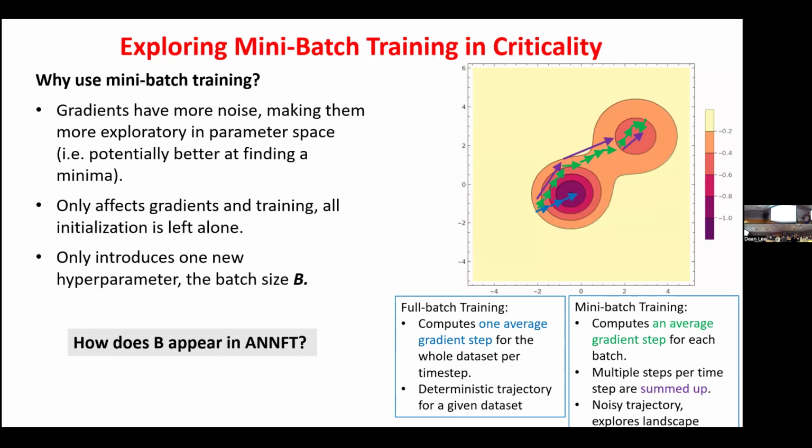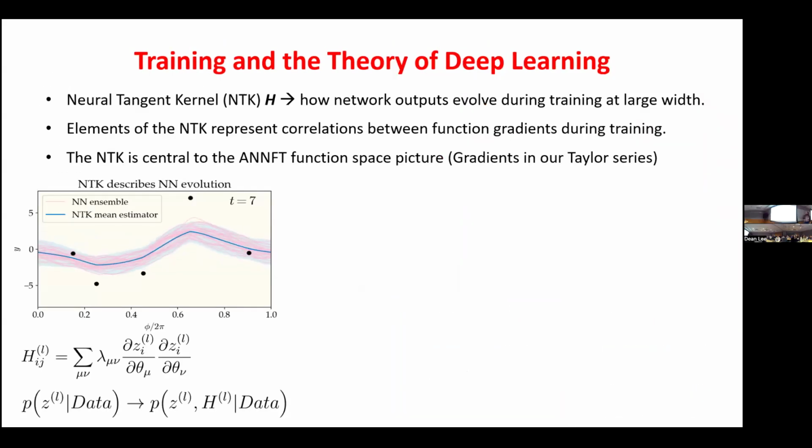The others are it only affects our gradients in training. We can leave our initialization alone and not have to mess with any of the criticality we instilled there. And it only introduces one new hyperparameter to consider when we're trying to figure out how to set these things up. So how does the batch size appear in neural network field theory?